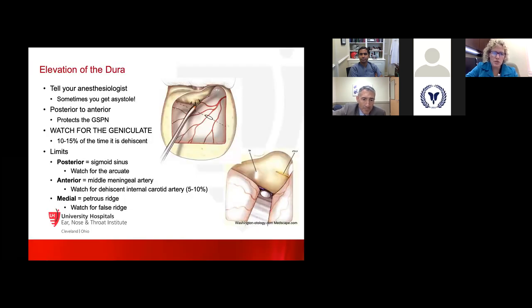So elevating the dura, the general rule on the middle fossa floor is to elevate from posterior to anterior. The reason that we do that is that the geniculate ganglion, or the highest point of the facial nerve, is dehiscent into the middle fossa floor about 10 to 15% of the time. And so it is possible to avulse the geniculate if you are just going from lateral to medial and not elevating it in that plane. The limits of our dissection are going to be the sigmoid sinus posteriorly, and anteriorly, the middle meningeal artery and the foramen spinosum.